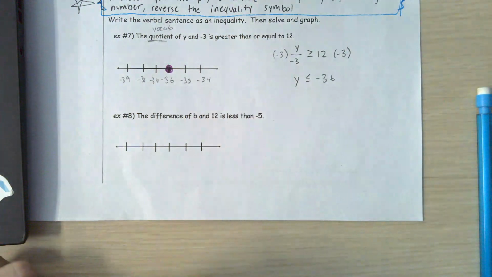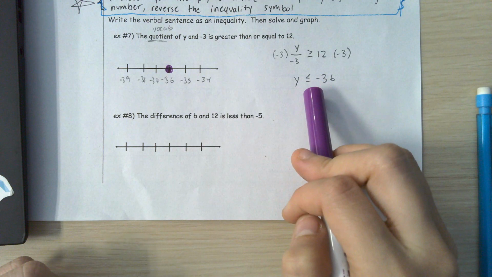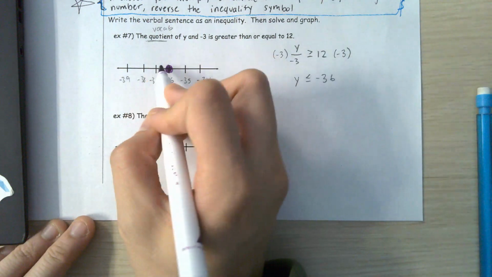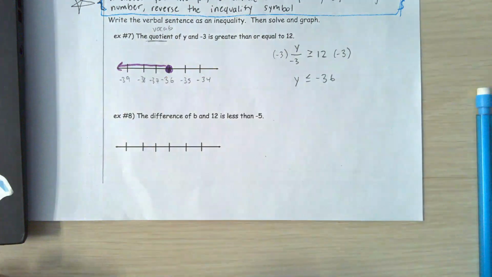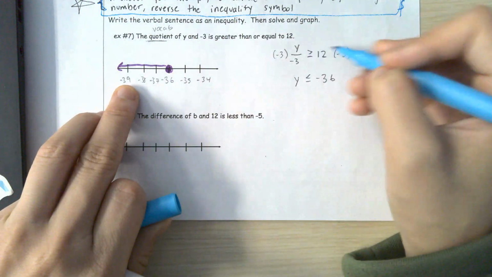And then y is less than or equal to negative 36. So if it's less than, then it's going to be this way. And let's just check to make sure I did it right, because as you can see, I messed up before. So let's try negative 39. And we're going to go back to the original equation.